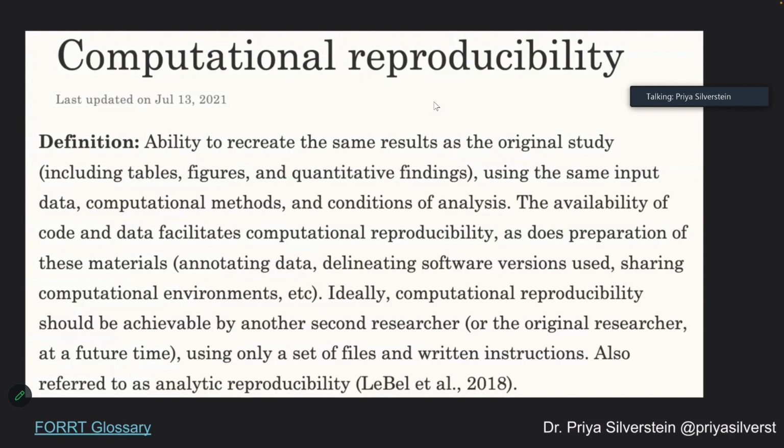So reproducibility, sometimes called computational reproducibility or analytic reproducibility, is the ability to recreate the same results as the original study using the same input data, computational methods, and conditions of analysis. So going back to our table, it's same data, same analysis. And ideally, computational reproducibility should be achievable by another researcher using only a set of files and written instructions. That's a good test of whether something is actually reproducible, if it doesn't take knowledge that you don't even realize that you have to conduct your analyses.